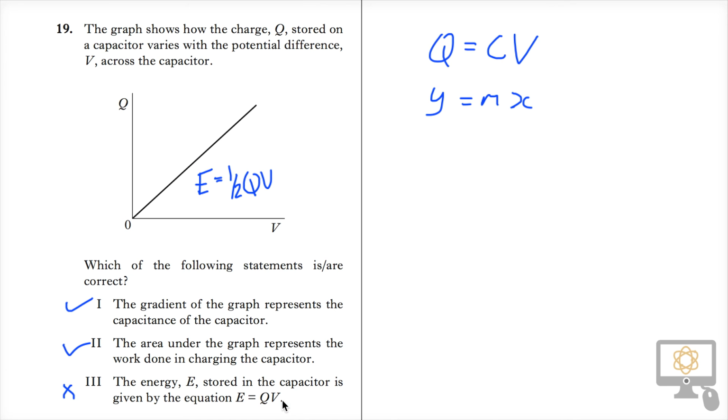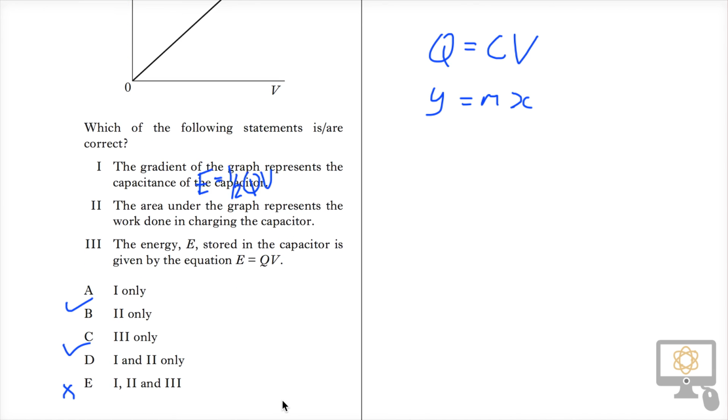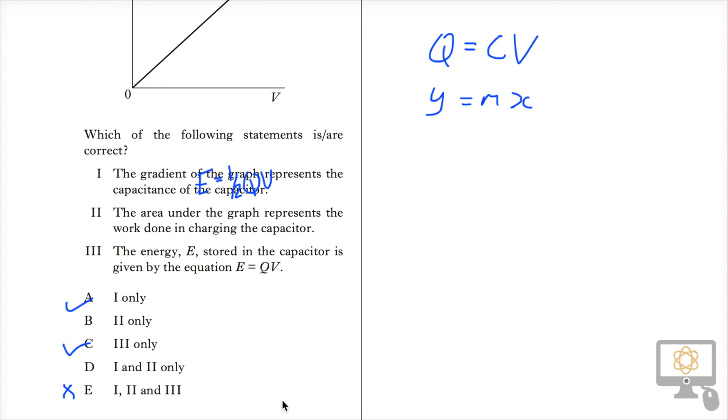So let's have a look and see if 1 and 2 are correct. What options does that give us? So 1 and 2 are correct, means that D is the right answer. Okay.